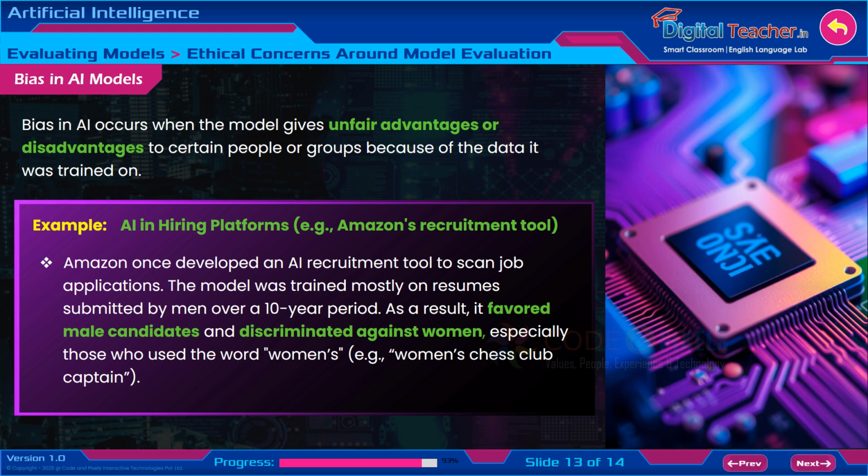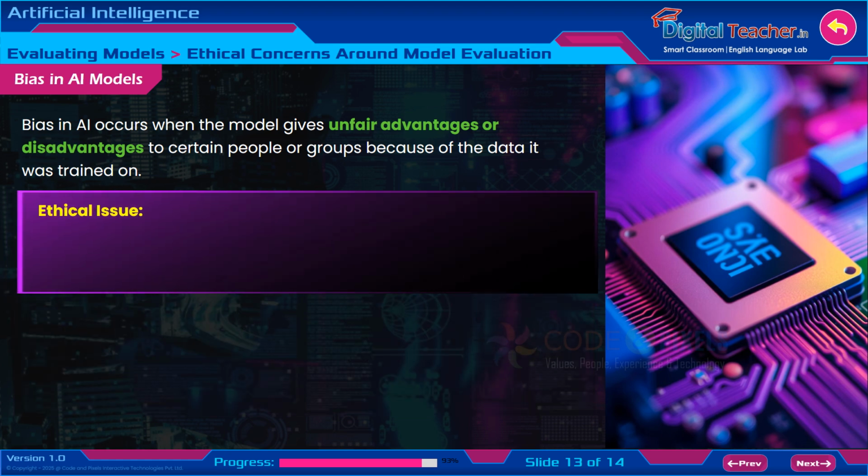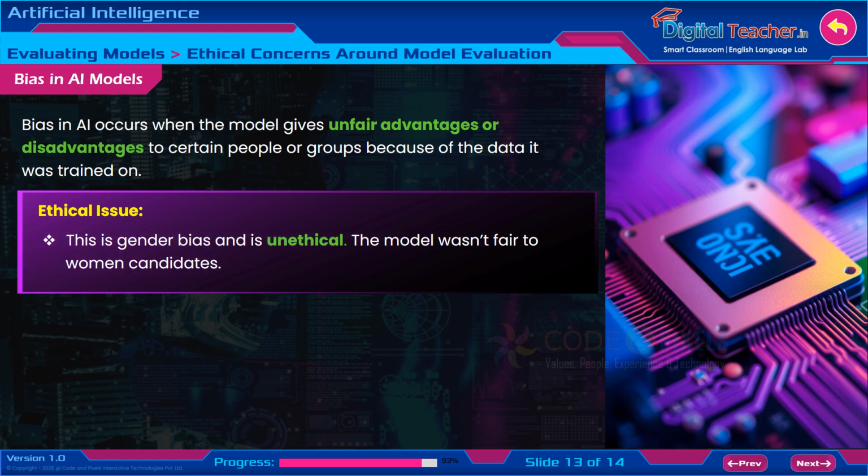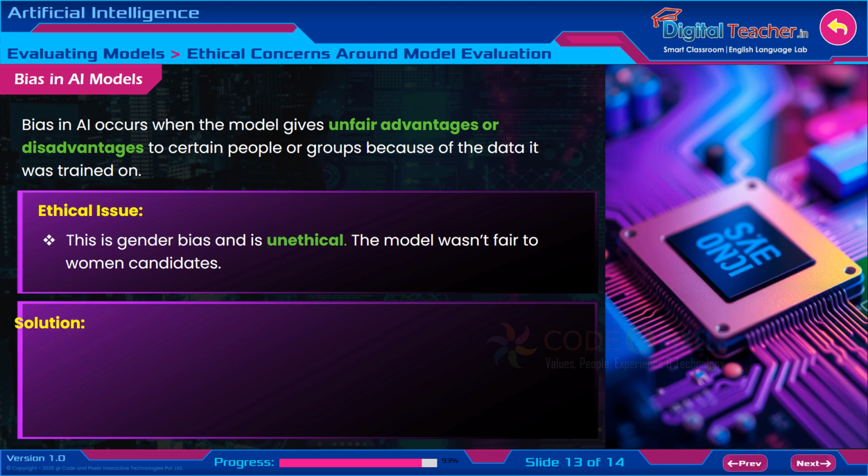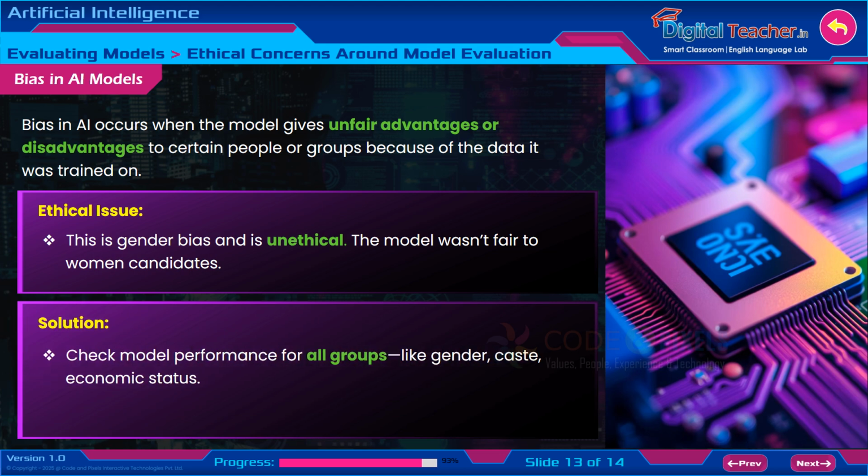Amazon once developed an AI recruitment tool to scan job applications. The model was trained mostly on resumes submitted by men over a 10-year period. As a result, it favored male candidates and discriminated against women, especially those who used the word "women's". Ethical issue: this is gender bias and is unethical. The model wasn't fair to women candidates. Solution: check model performance for all groups like gender, caste, economic status. Use balanced and inclusive training data.